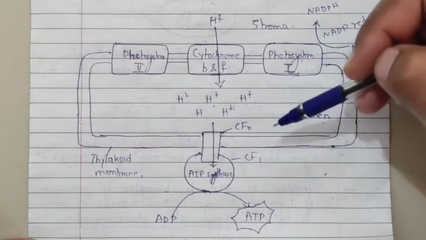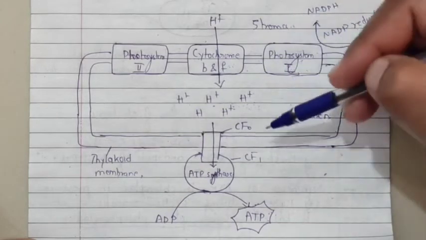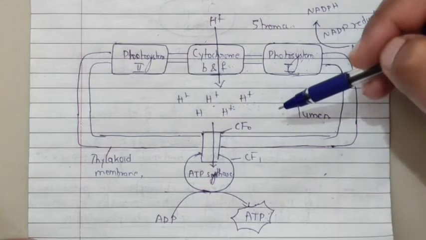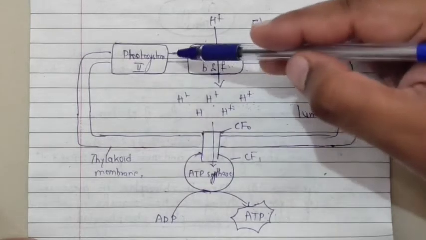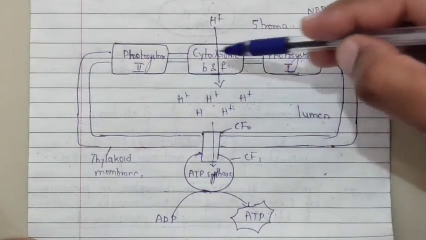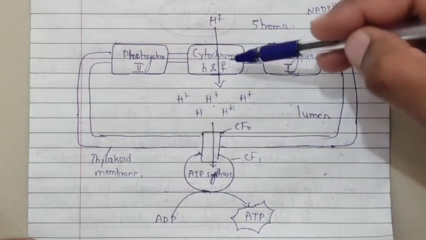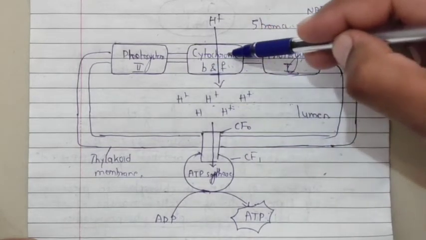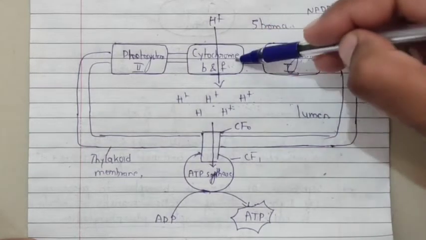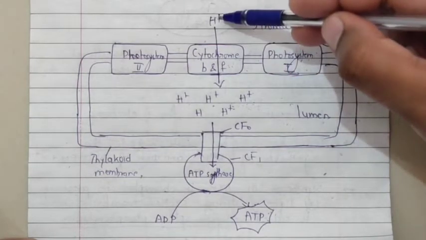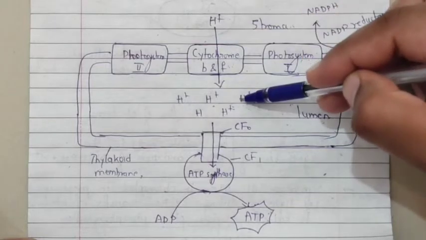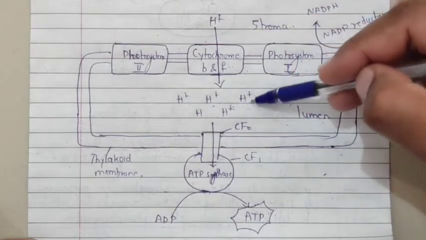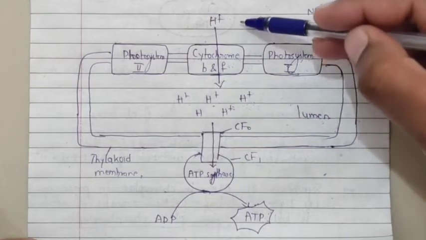So, there is one more reason for increase in the concentration of protons inside the lumen. We know that electrons are transported from photosystem 2 to photosystem 1 through electron transport system. So when the electrons are passed through the electron transport system, protons are pumped from stroma to the lumen. So because of this reason, there is a high concentration of proton compared to that of stroma.